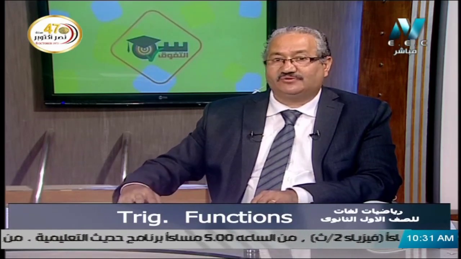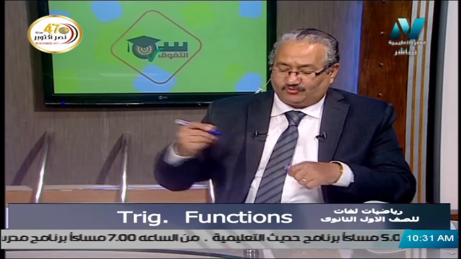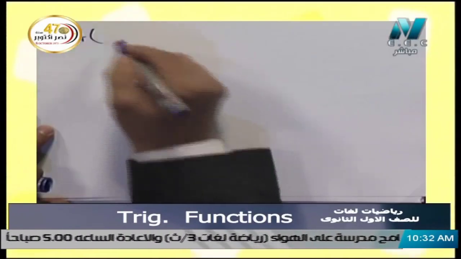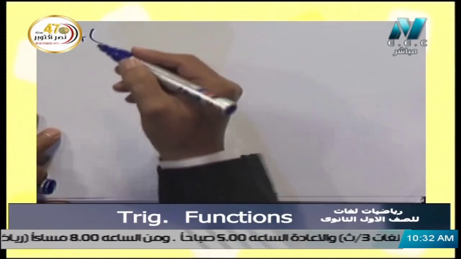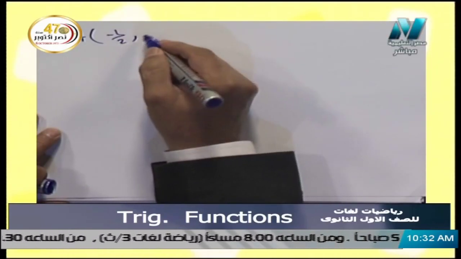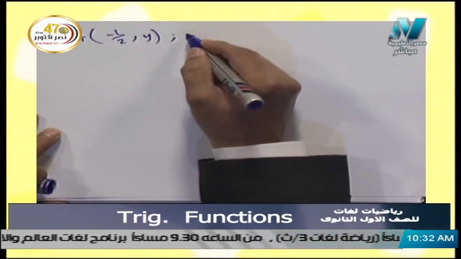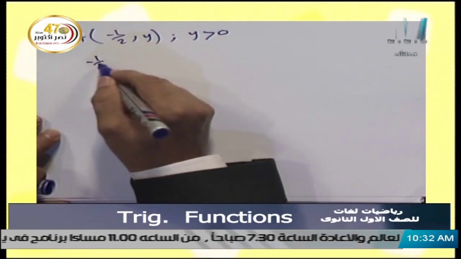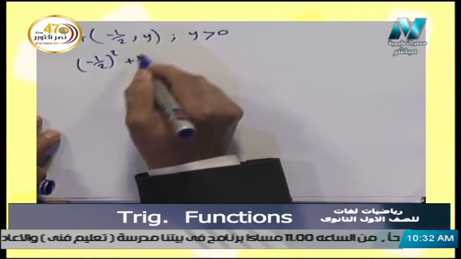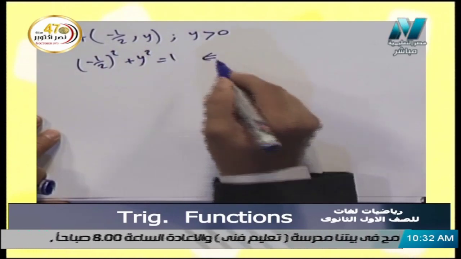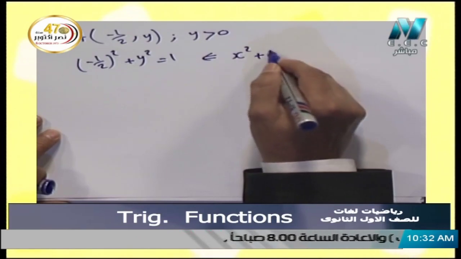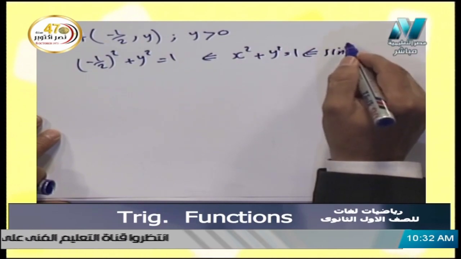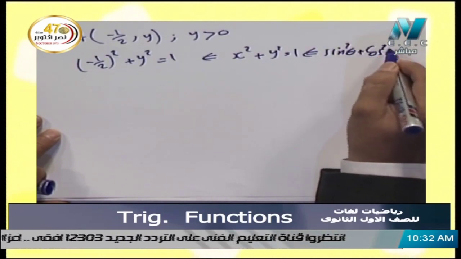Let's talk again about x and y. We have a point A on the unit circle, which is (negative half, y), and we have a very important condition that y is greater than 0, which is positive. We have negative half squared plus y squared equals 1, because we have the rule that x squared plus y squared equals 1, or sine squared theta plus cosine squared theta equals 1.